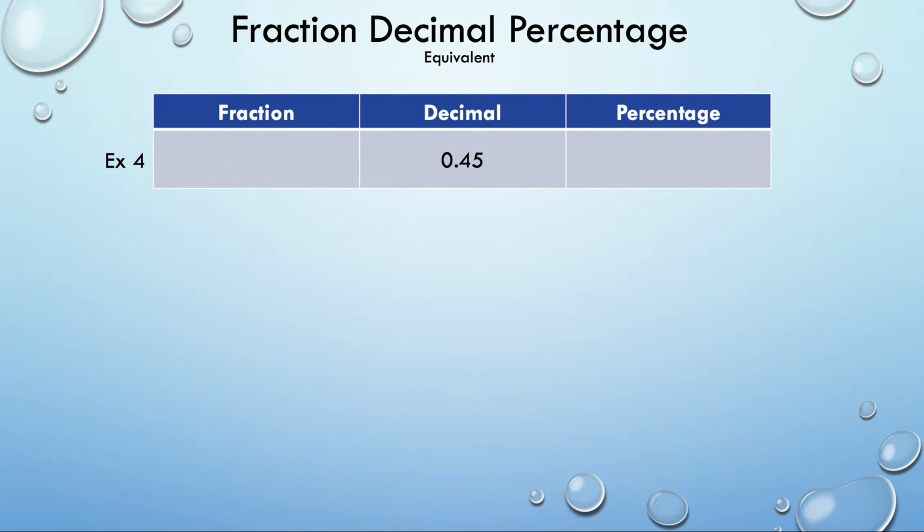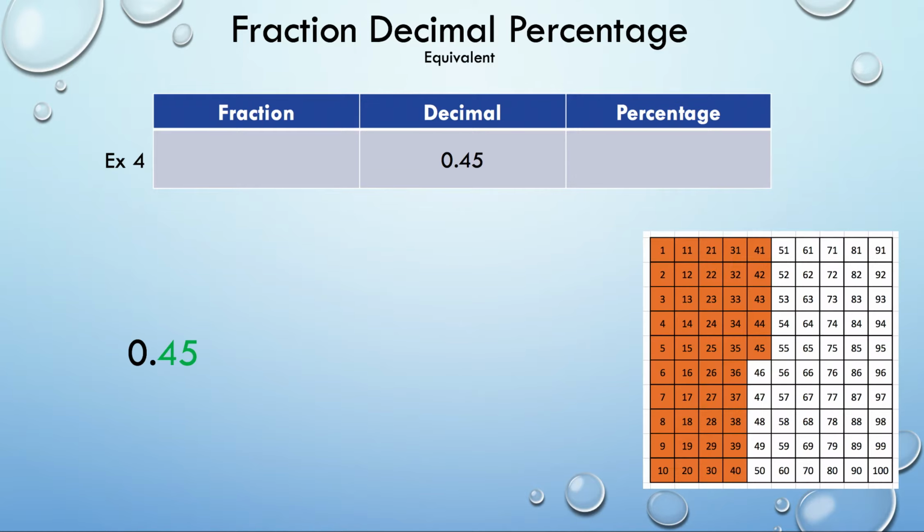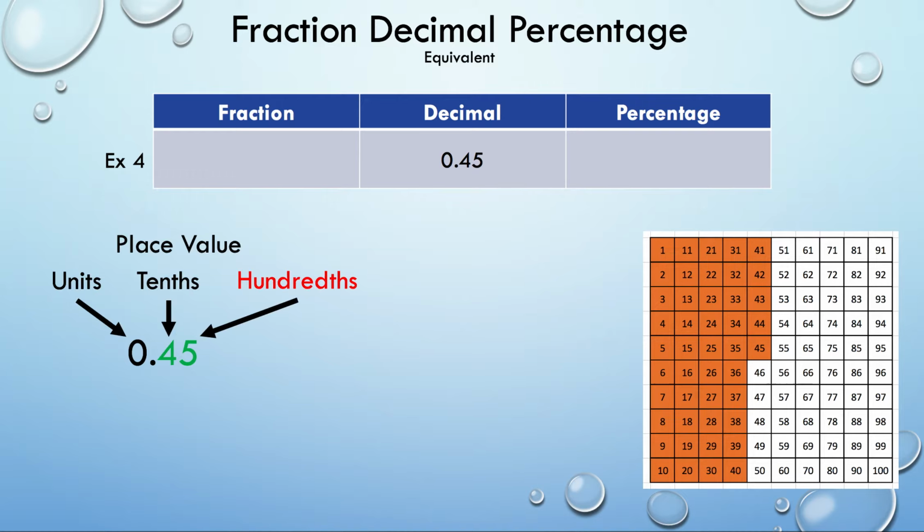Now let's take a look at example 4. We have the decimal. We're going to convert it into a fraction and a percentage. So let's go ahead and write down our number with the model. So now we can write our place values, so that we can then see why there are 45 squares shaded. As you can see, hundredths is the last place value, so therefore we need to have 100 squares, and we need to shade 45 because the number is 45 hundredths.